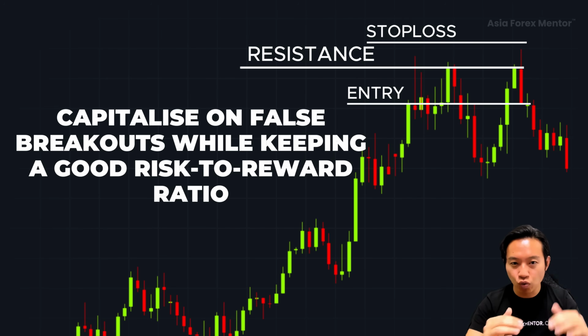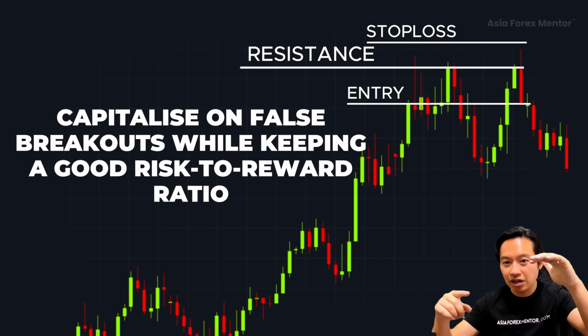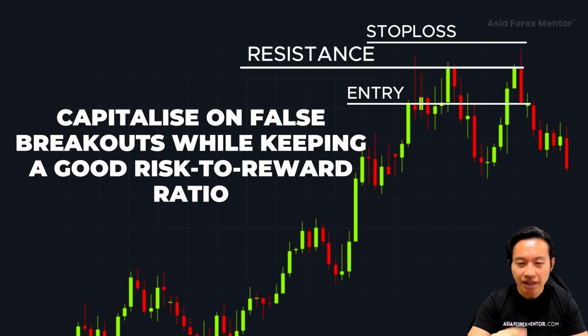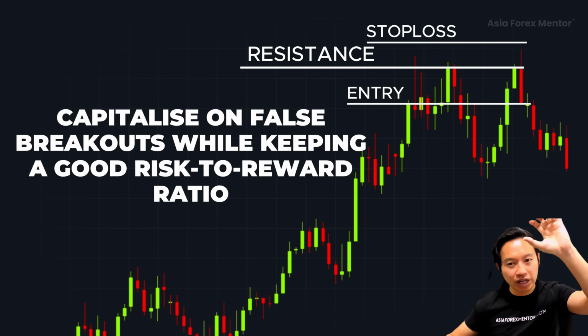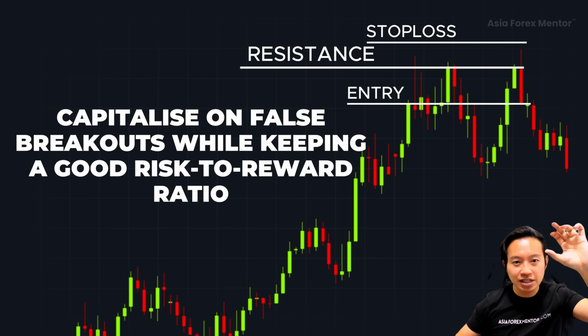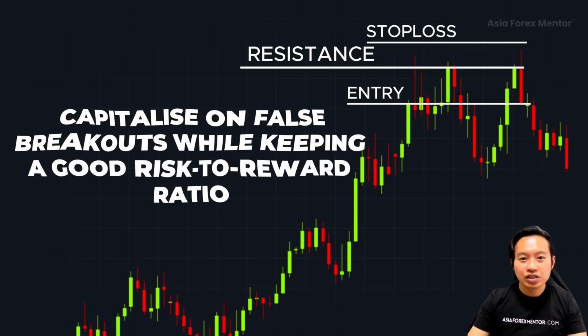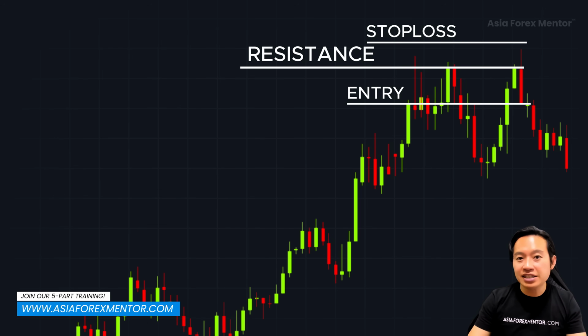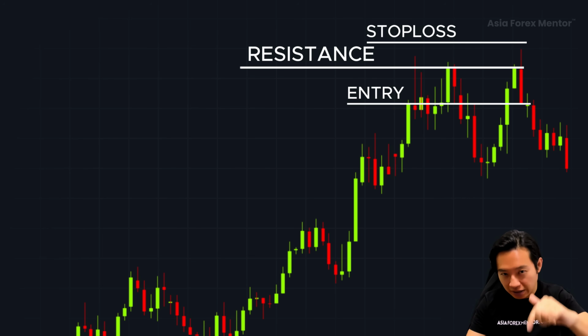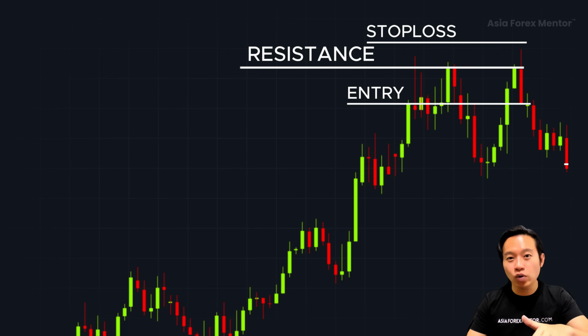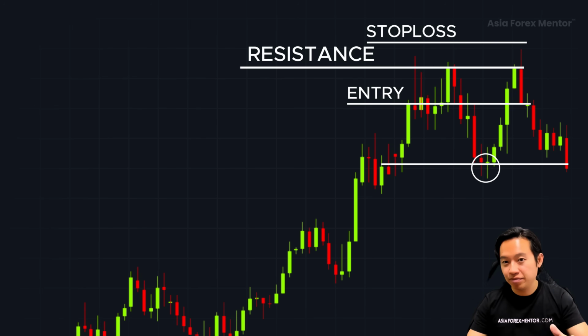So this approach would capitalize on a false breakout while giving you a good risk to reward ratio, because you're entering at the top for a potential big move downwards. All right, get it? So now you can set it at a distance away from this high in anticipation that you can capture one swing down, back towards this swing low over here.